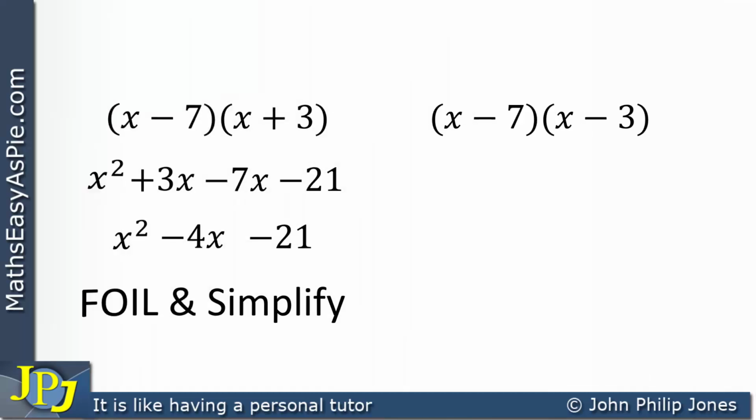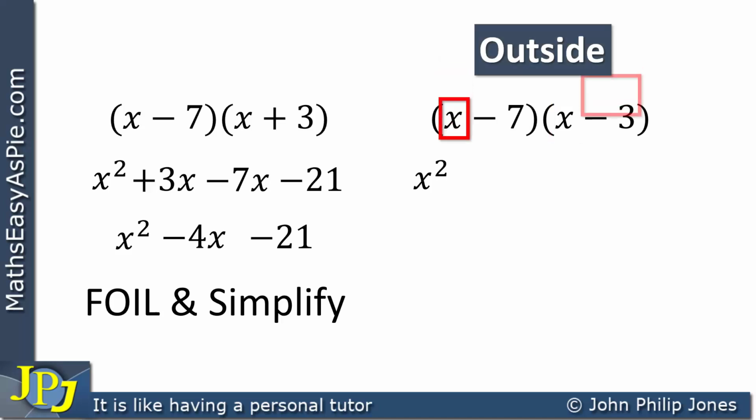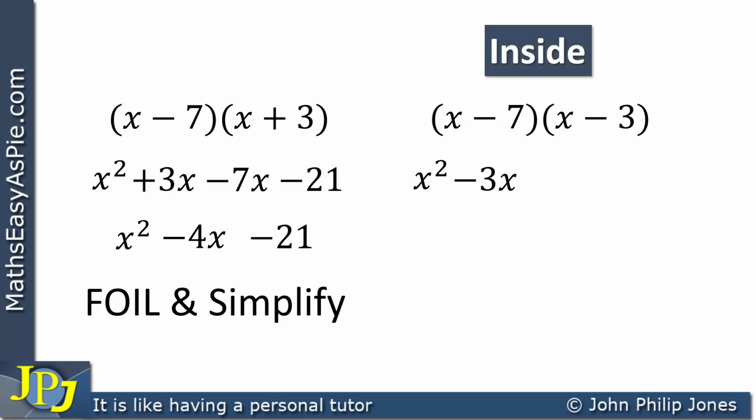Let's now consider the second example. Again, we go through the FOIL method, and you can see we consider the first, which is the x times the x. This will give us x squared. We then look to the outside, which is the x multiplying the minus 3. Now this will give us minus 3x. We then consider the inside, which is the minus 7 multiplying the x, and of course this will give us minus 7x. We then consider what's last.